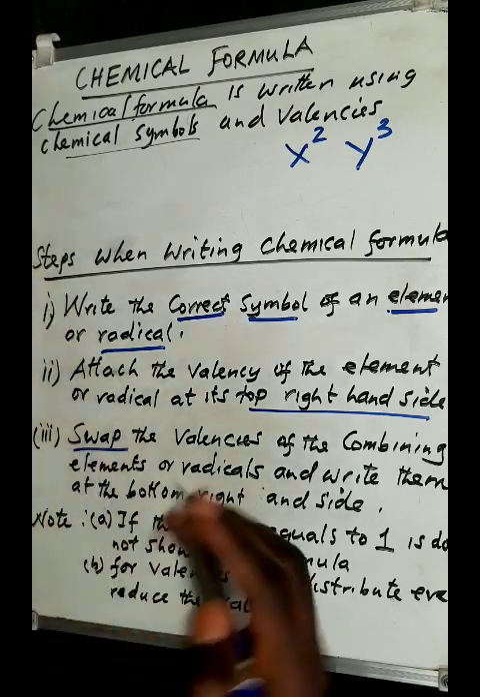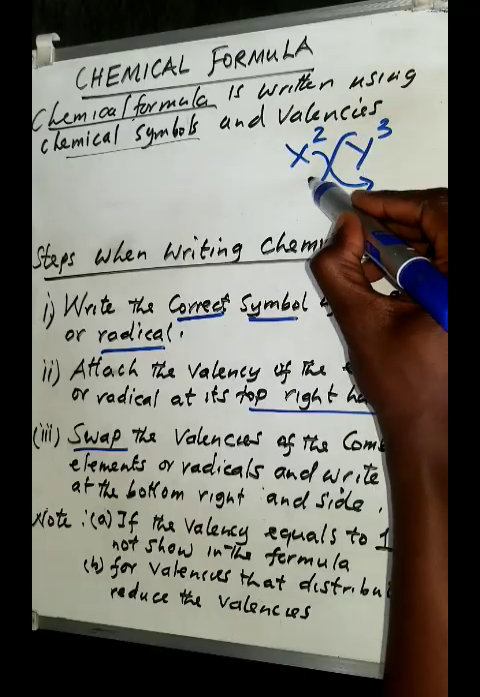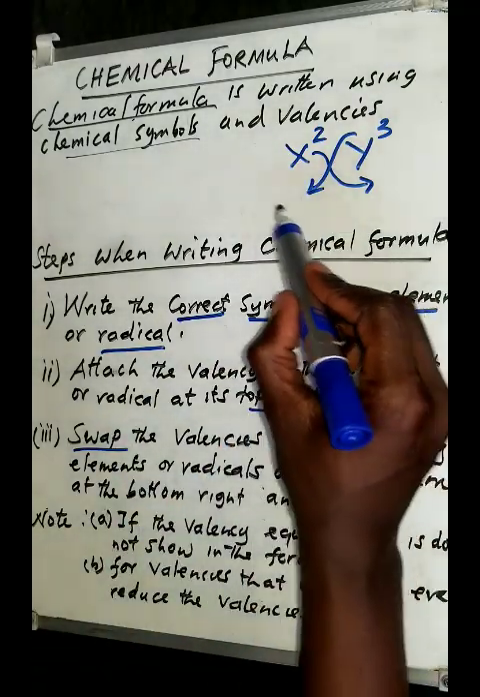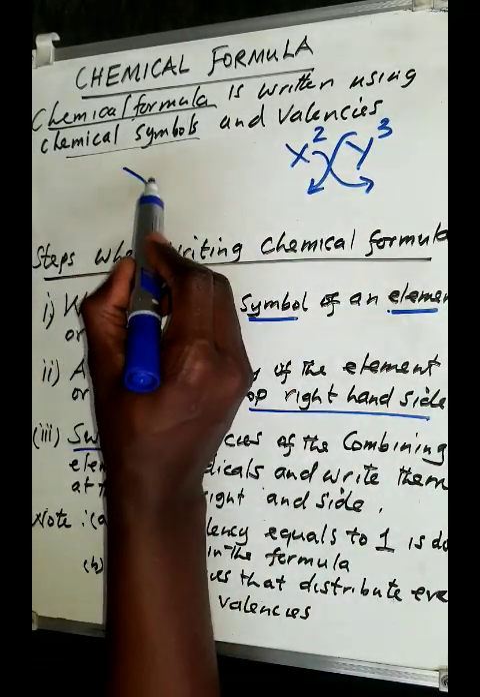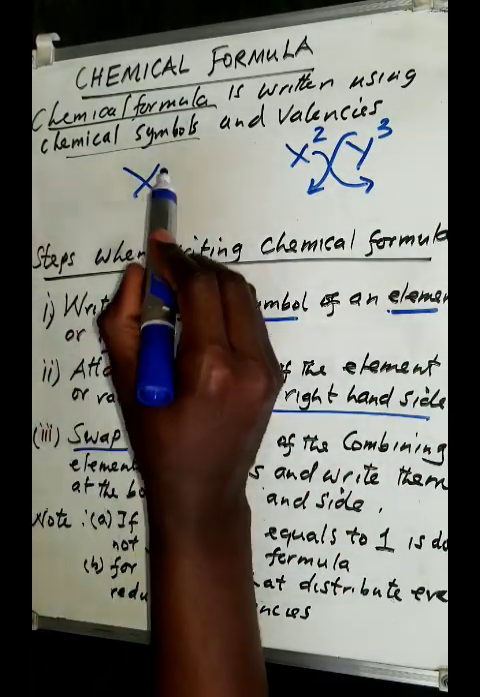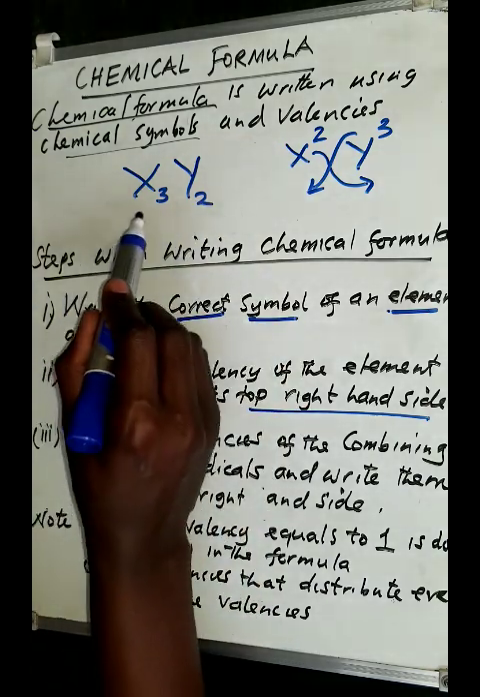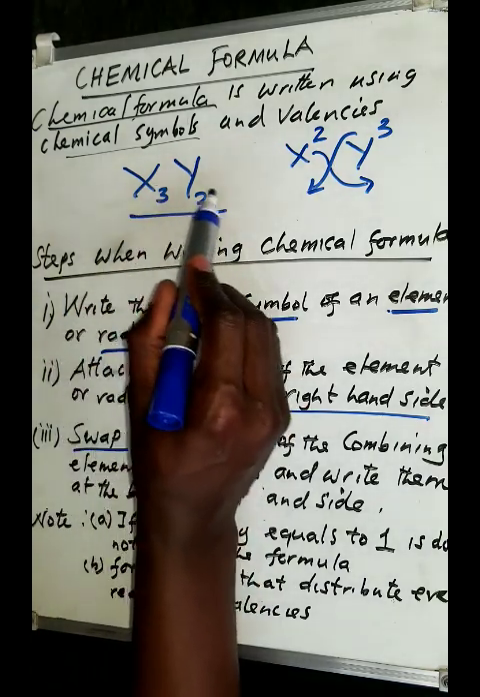When I say swap, it simply means you exchange. So this one comes at the bottom and that one comes at the bottom. If I write it this side, it will become X with the 3 at the bottom of the X, and the 2 at the bottom of the Y. We call them subscripts.